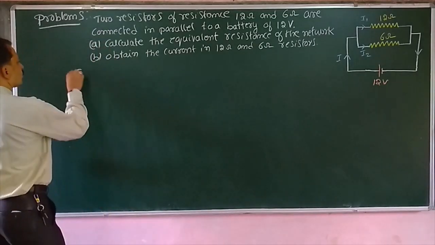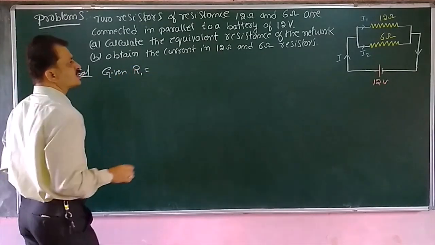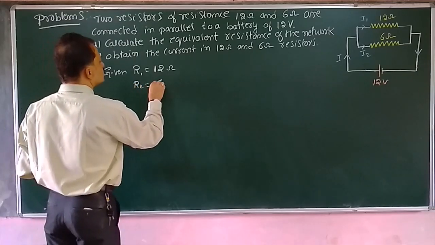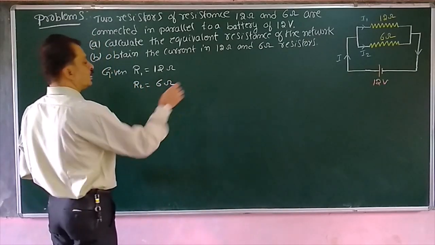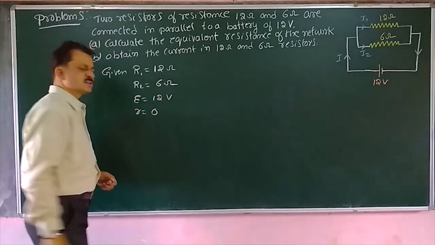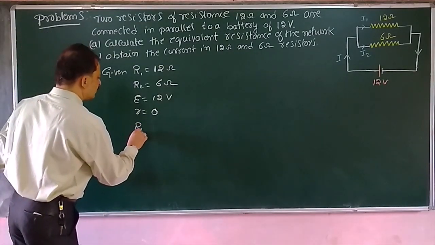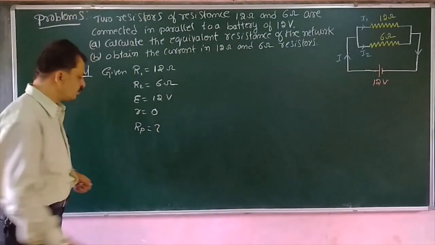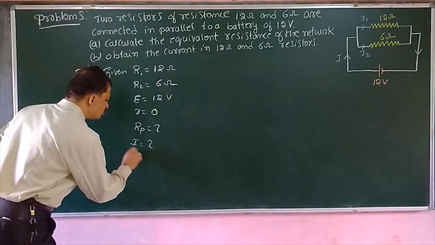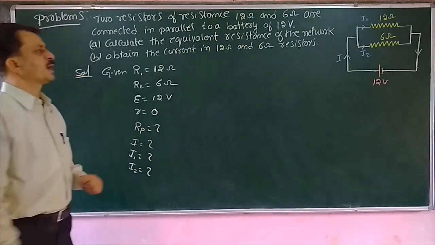Very simple then. So, solution. Given the first resistor R1 is equal to 12 ohm, the second resistor R2 is equal to 6 ohm. The battery EMF is 12 volt and its internal resistance is negligible, that is 0. Now we have to calculate the equivalent resistance Rp, the total current flowing, and the individual currents I1 and I2.